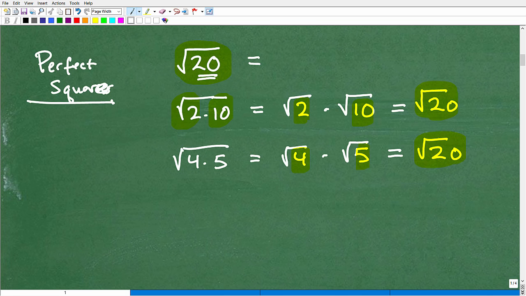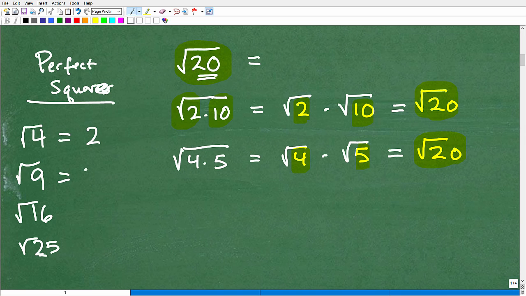Okay, so perfect squares are numbers that we could take the square root of and get nice whole number answers. Everyone kind of recognizes these. I'm going to write a few here: 4, 9, 16, 25. These are perfect squares. Why? Because when we take the square root of these numbers, the square root of 4 is 2, the square root of 9 is 3, the square root of 16 is 4, the square root of 25 is 5. So we describe these numbers as perfect squares.